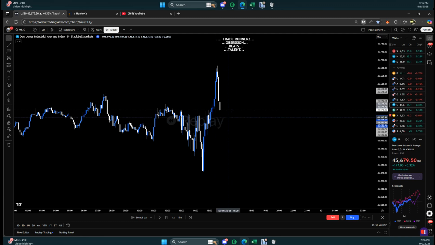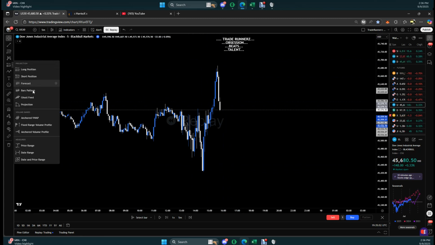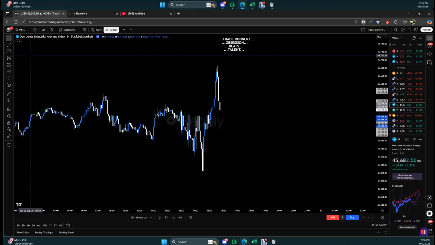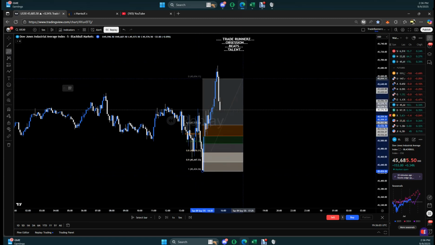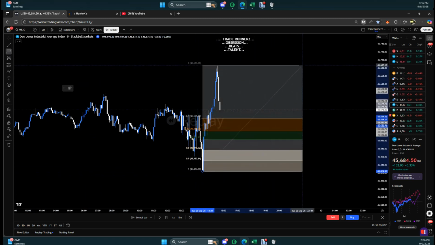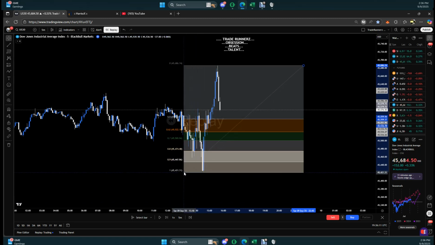So we can say right here that we need the fib on. We'll go here because we already created a leg. This is the leg from here to here. You take the fib and grab it from the bottom all the way to the top, right? Or if you're selling, you do the opposite. You take it from the top to the bottom.